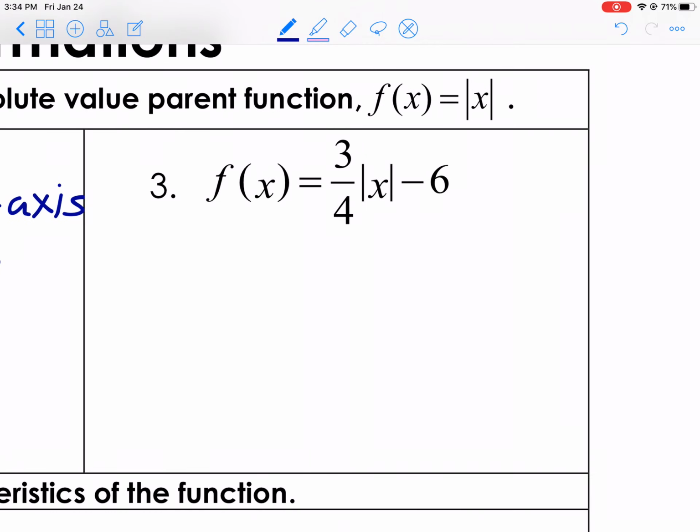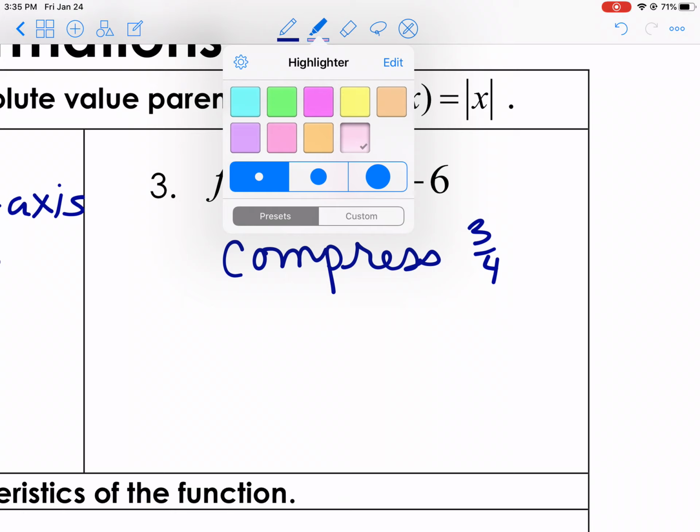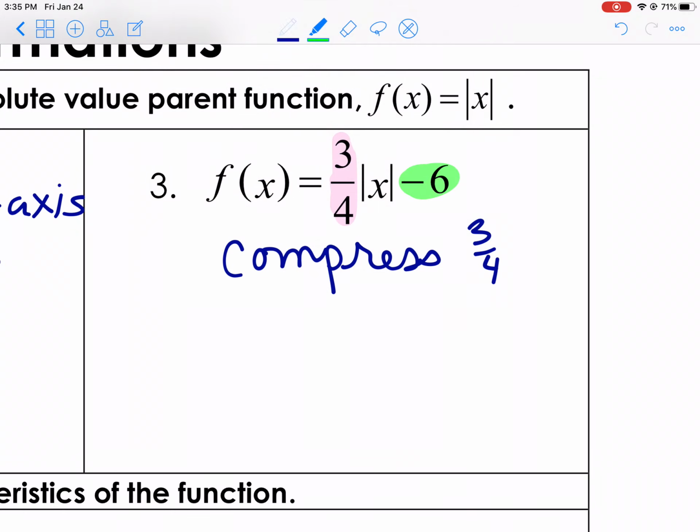Number 3, in front of the function, we have 3/4. That is a compress. The difference between whether it's compress or stretch: compress is an absolute value number between 0 and 1. But if it's greater than 1, that's a stretch. Okay, so 3/4 is between 0 and 1, so that's a compress. And then this minus 6 out there is a down 6.